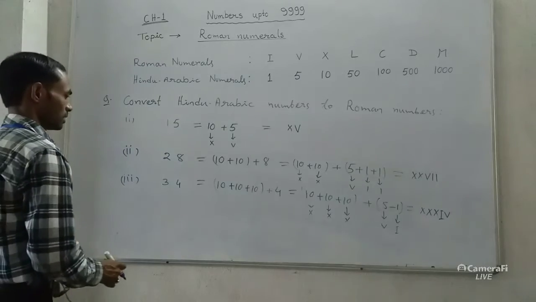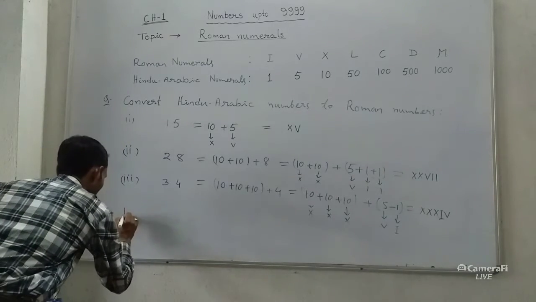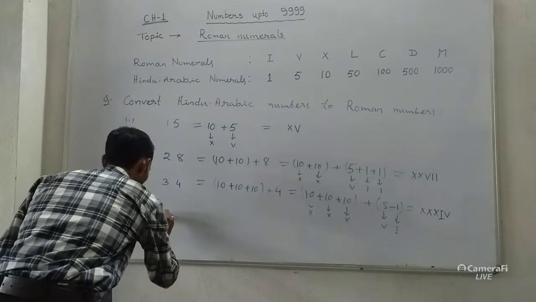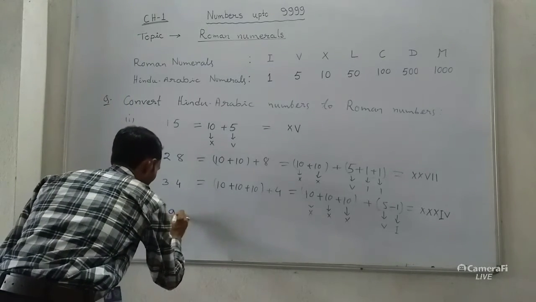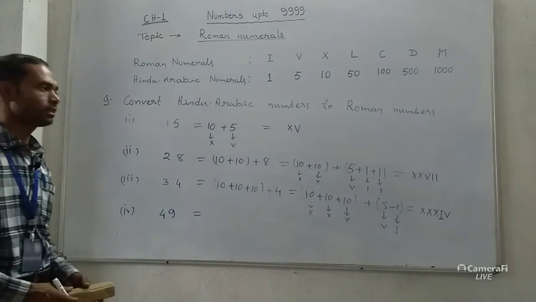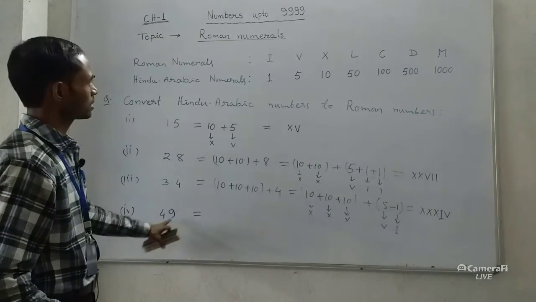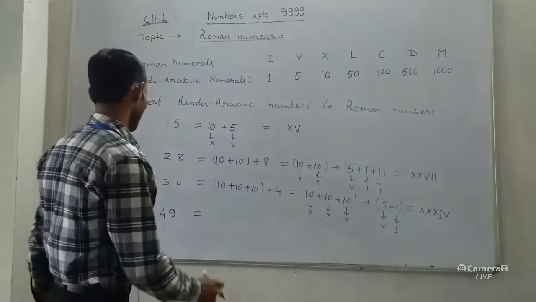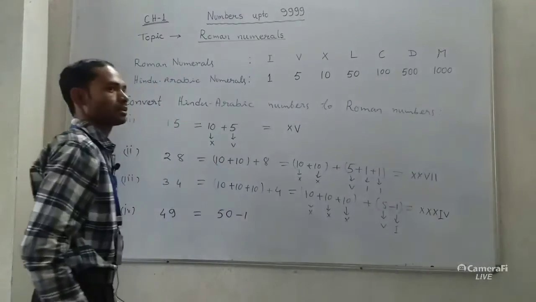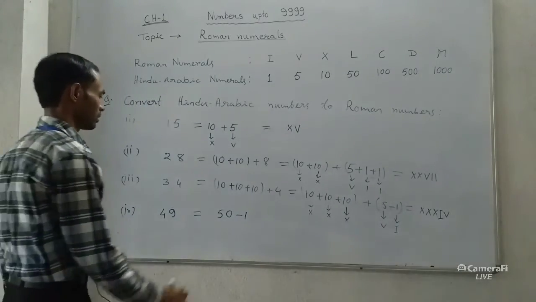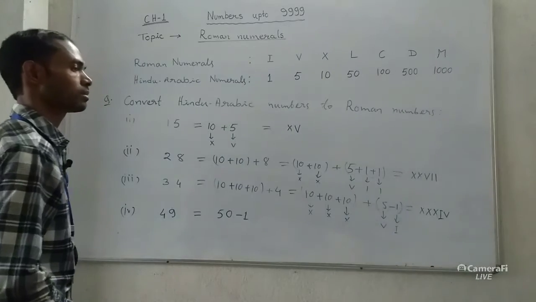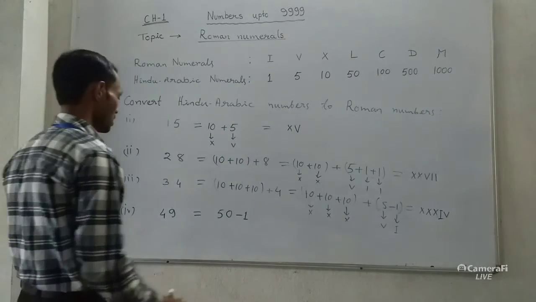Okay. Let us take another example, number 4, which is 49. How can we write 49? 49 is nearest to 50. So 50 minus 1, but you cannot subtract 1 from 50.